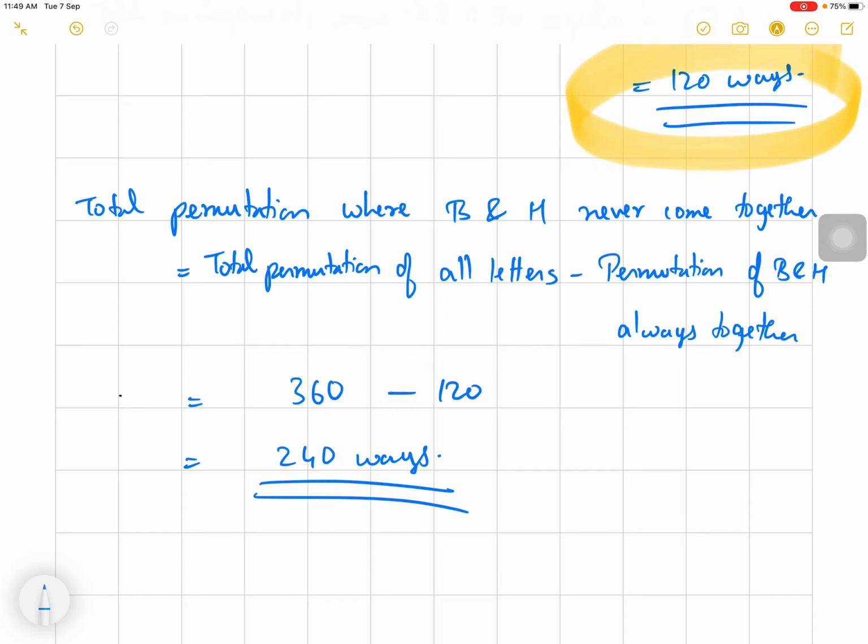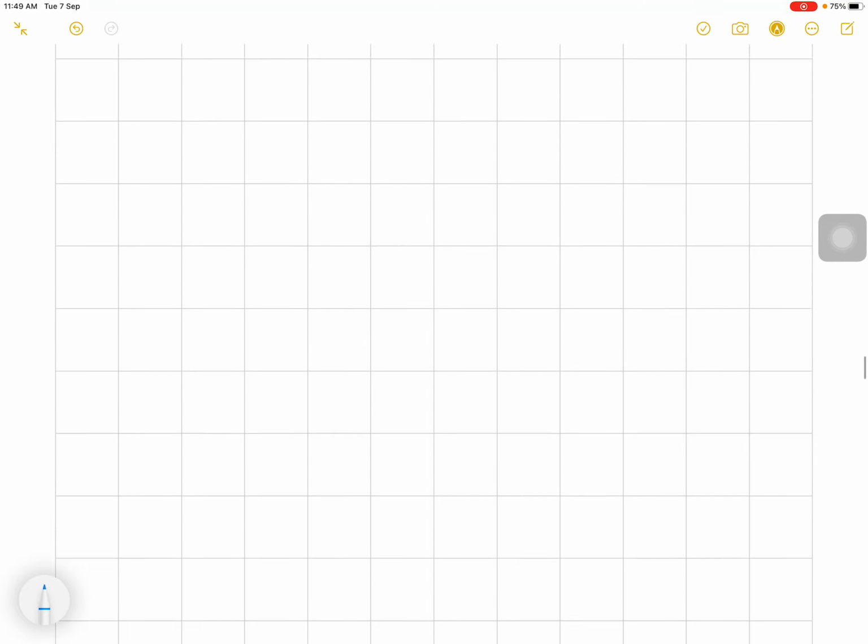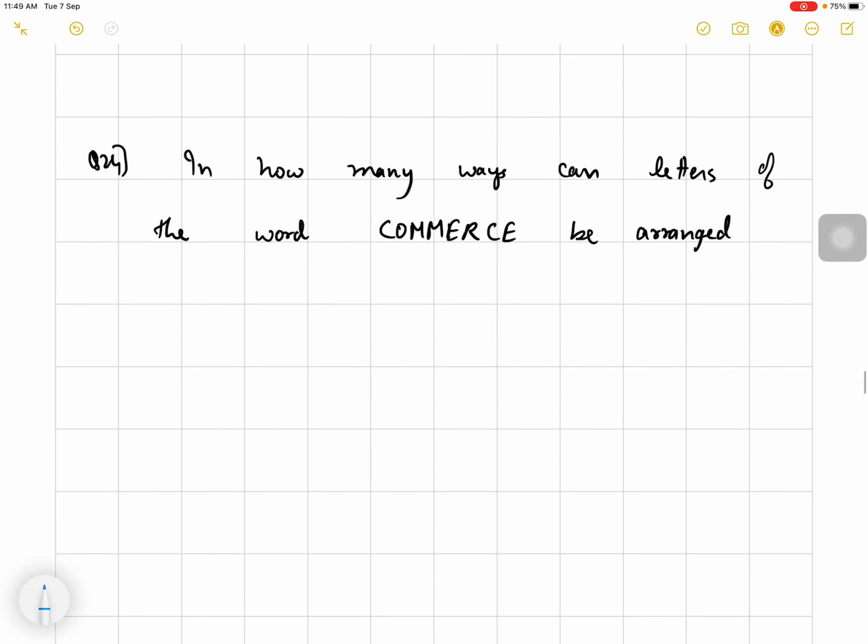Let us see the next question. In how many ways can the letters of the word commerce be arranged? So here M is repeated twice, C is repeated twice, E is repeated twice.